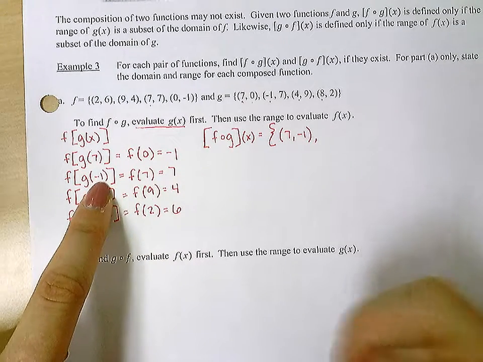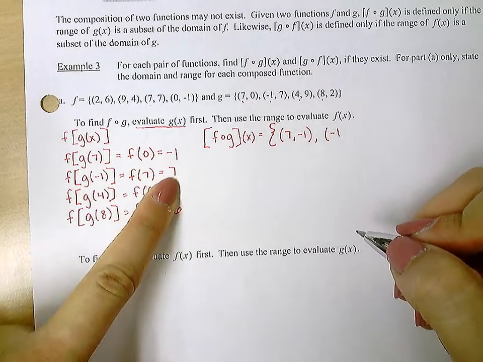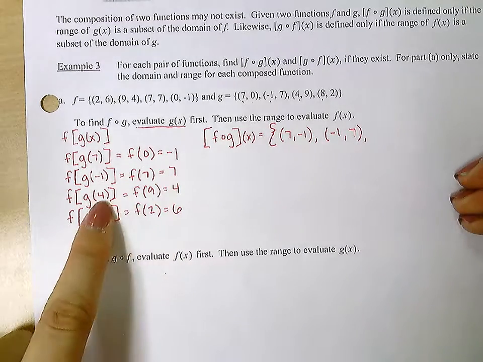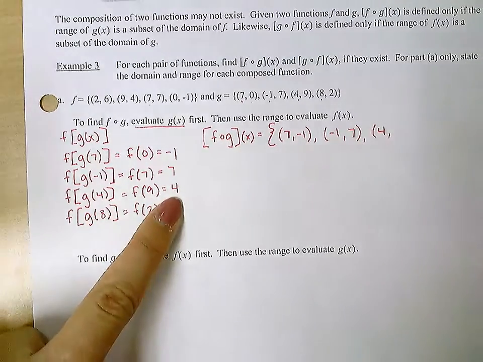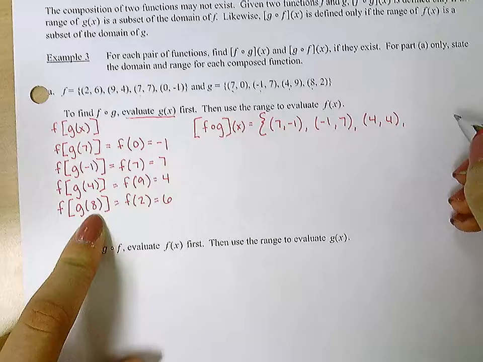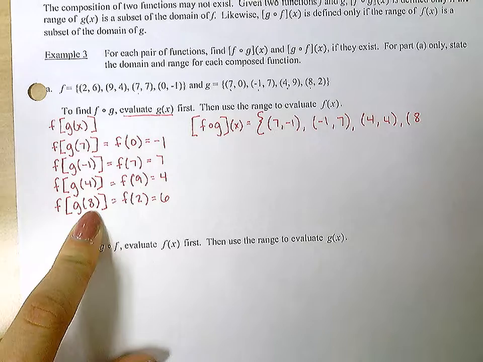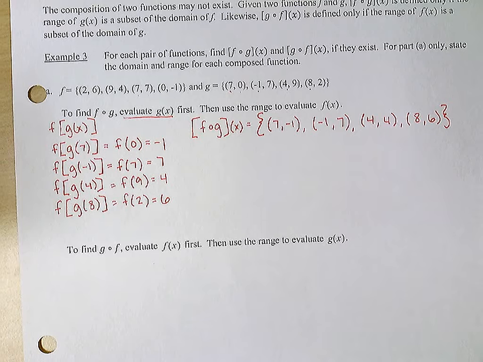Next, I plugged in -1. It gave me 7. Then I plugged in 4. It gave me 4. You did this last year. Then plugged in 8, gave you 6. So that's my range of values for my f of g function.